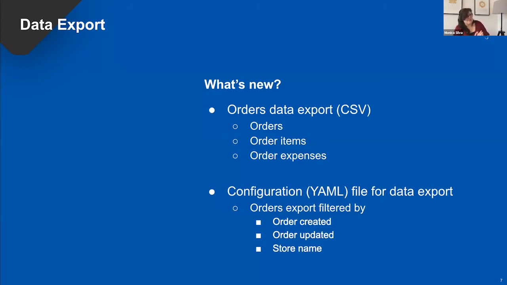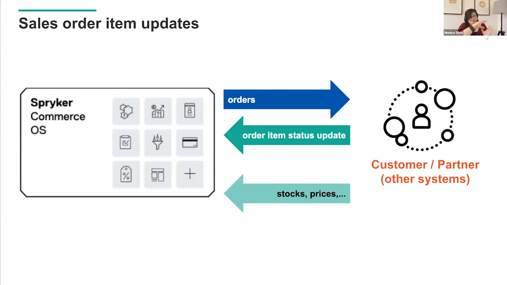In data export, and this is a new thing that we are introducing now, we started with the orders data export, also using a YAML file to make it more flexible. So basically, we are completing the cycle here. We are exporting the CSV files from the Spryker platform, and then the order item update will provide the status update. That is the feature that I was saying is ready already, but it's coming out anytime. And then the stocks, prices, and other imports that we already have in place.